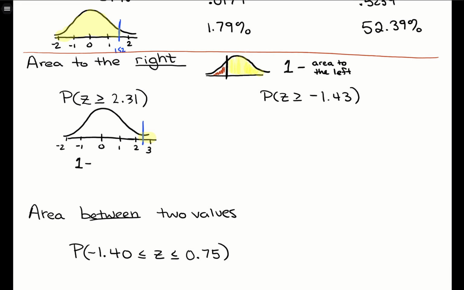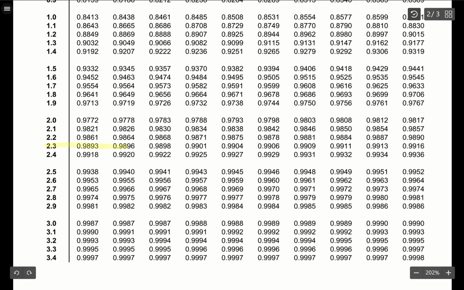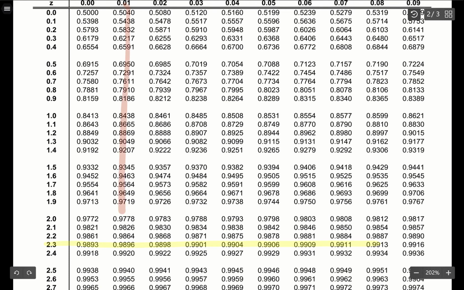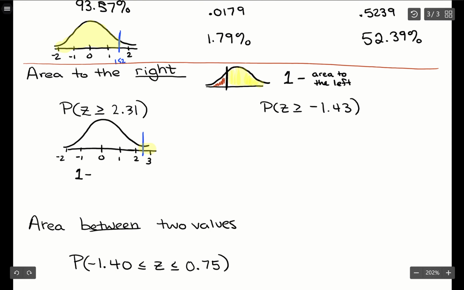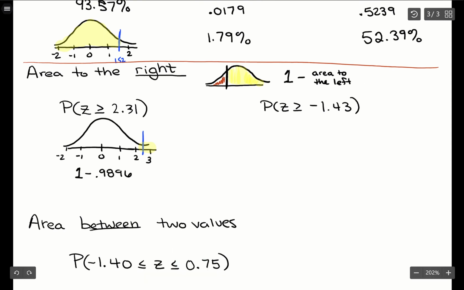So let's go to the table and look up positive 2.31. So positive, and then 2.3 is this row here. And then for our 0.01, we're coming down here. So that's a 0.9896. So that's the large region to the left-hand side, but we need the opposite of it. So we'll take 1 minus 0.9896, which is a 0.0104, which is going to translate to a 1.04%, which matches up with the picture that we drew of a very small area that we're calculating there.